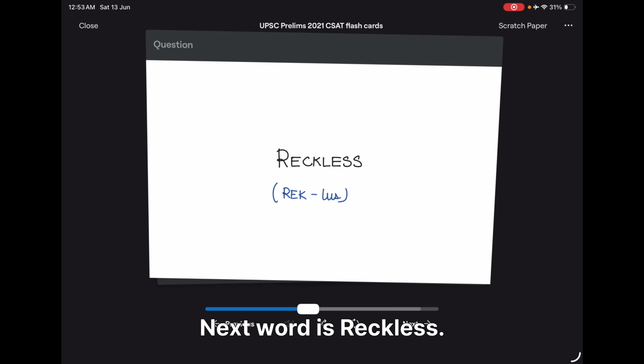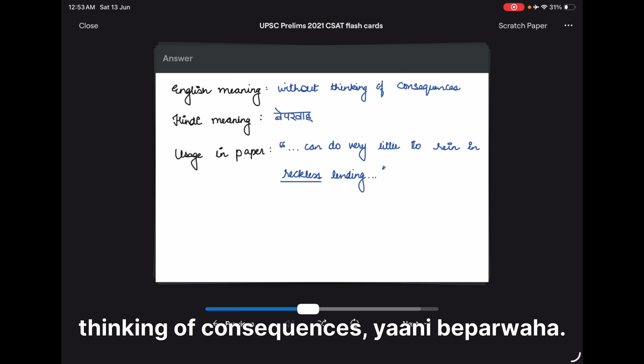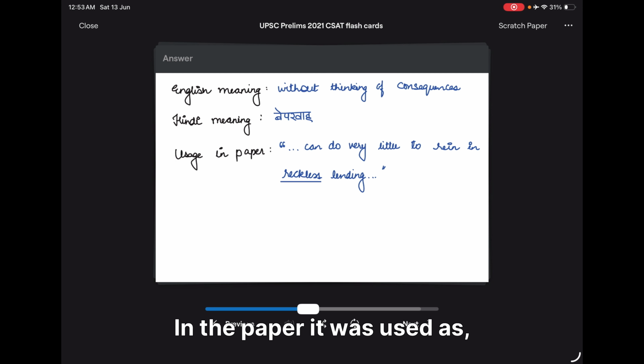Next word is reckless. Reckless means without thinking of consequences, यानी बेपरवाह. In the paper, it was used as can do very little to rein in reckless lending.